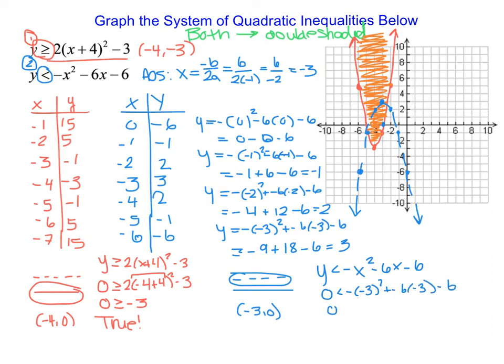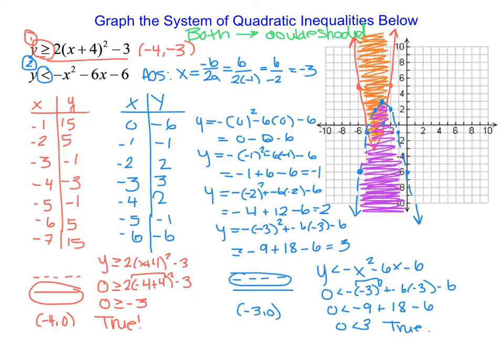So we have 0 is less than, this becomes 9. With the negative, it's a negative 9 plus, that's a positive 18, minus 6. So this becomes 0 is less than, well, negative 9 plus 18 is 9, minus 6 more is 3. And what I notice here is that 0 is less than 3 is a true statement. So what that tells me is I'm going to shade towards that point inside of that blue parabola. So I'm going to shade right inside of here.